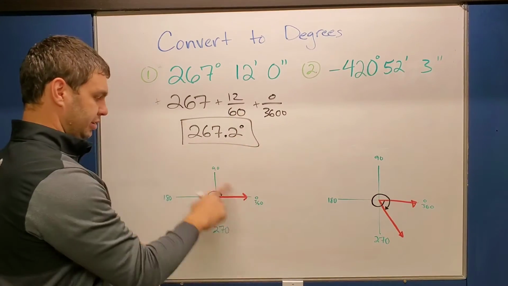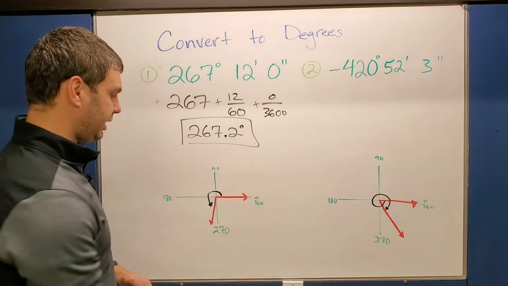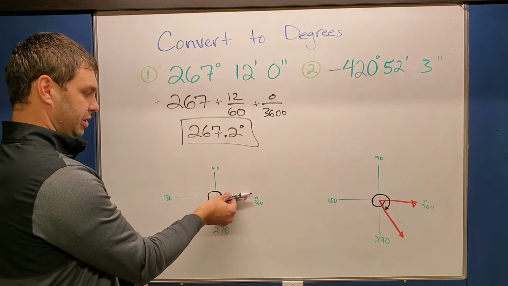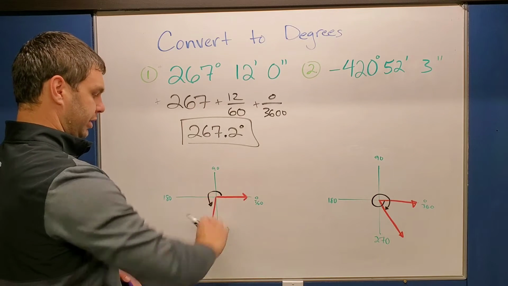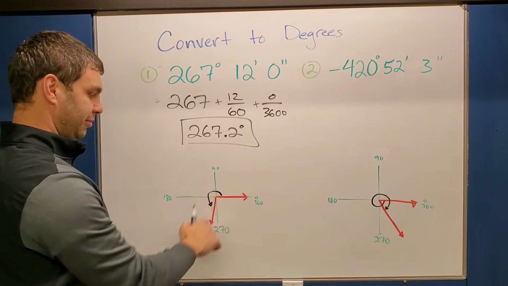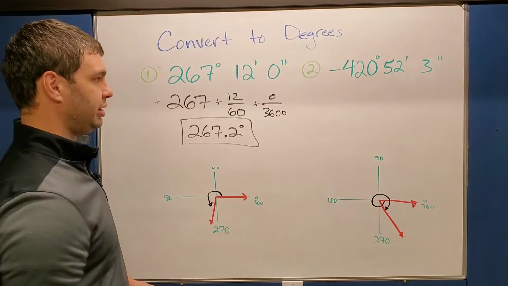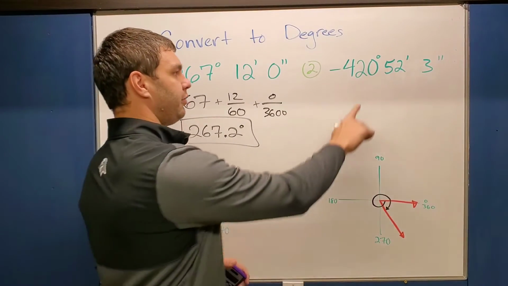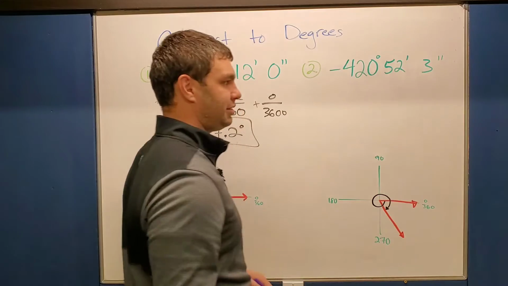All right, here's a visual representation of what that looks like. If we start at our standard position, it opens up counterclockwise all the way down here to about 267.2 in terms of degrees. Number 2 says negative 420 degrees, 52 minutes, 3 seconds.